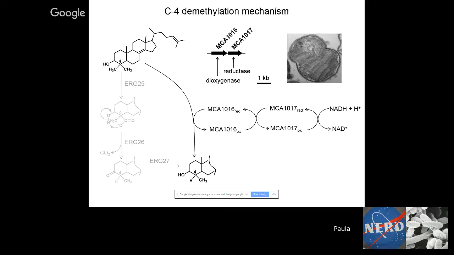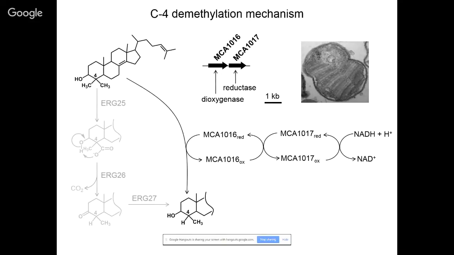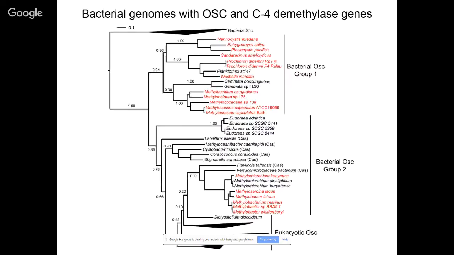The other thing we were interested in is to understand how broadly these proteins were distributed in genomes. And so we blasted these against the databases. And what we found was it actually has a very limited distribution. So I'm showing you a tree here of the oxidosqualene cyclases that I showed you previously. And in red is everything that has these demethylase genes that we just identified. And these are the only organisms that have this demethylase gene.